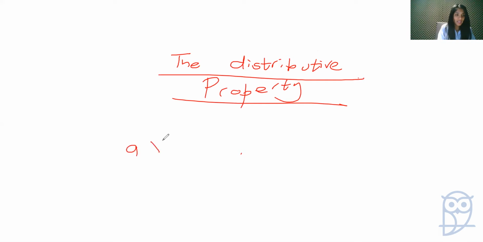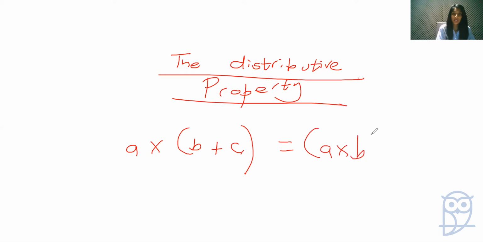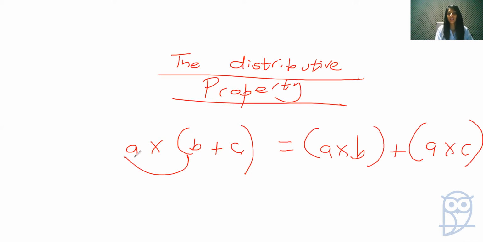So if I say A times (B plus C), it is equal to A times B plus A times C. So what I've basically done is I've taken the number outside the bracket and I have then multiplied them individually. And that's how the distributive property works.